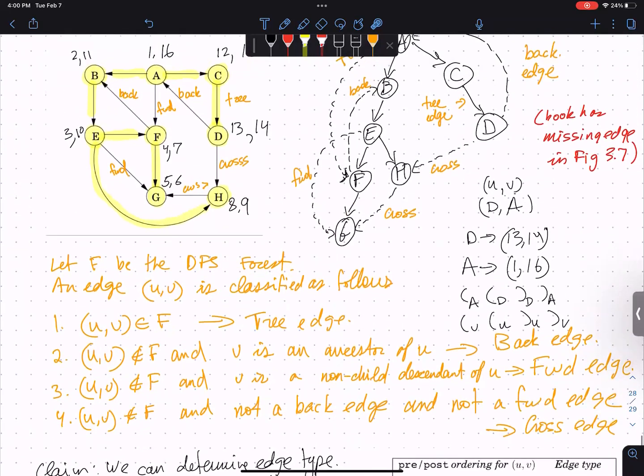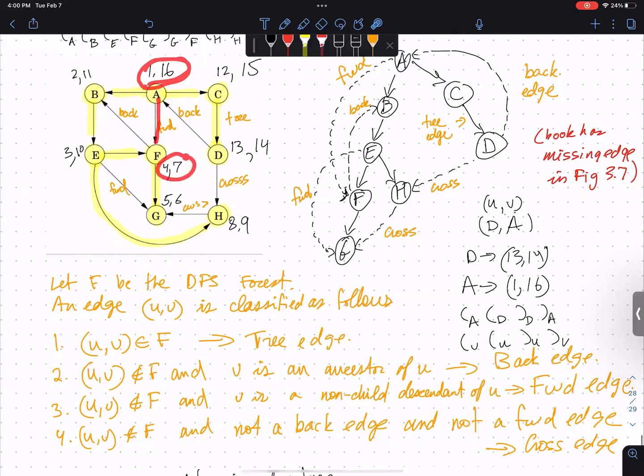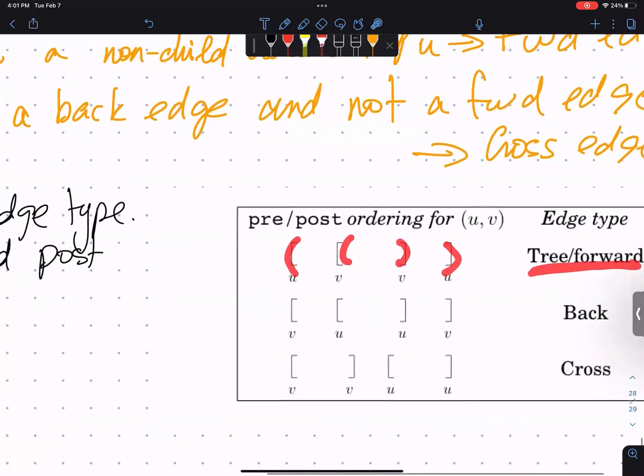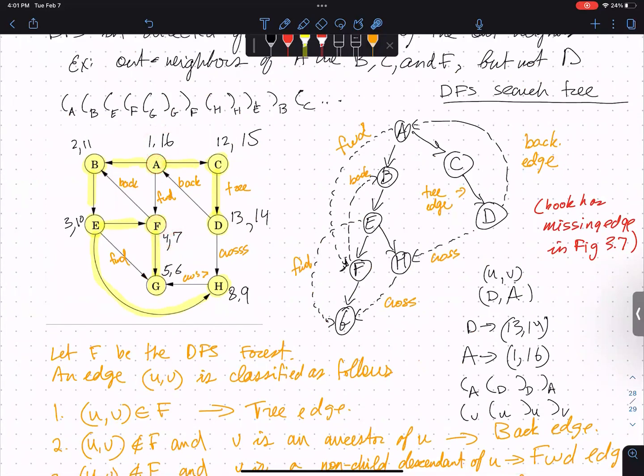The other thing we haven't seen is a forward edge. A forward edge is the opposite of a backward edge. So here A would contain the interval of F. For the edge from U to V, U would contain the interval of V. And that's either a tree edge or a forward edge. Here we don't know if it's tree or forward just from the intervals, but it helps that we wrote down, marked in yellow, the edges along which we explored.